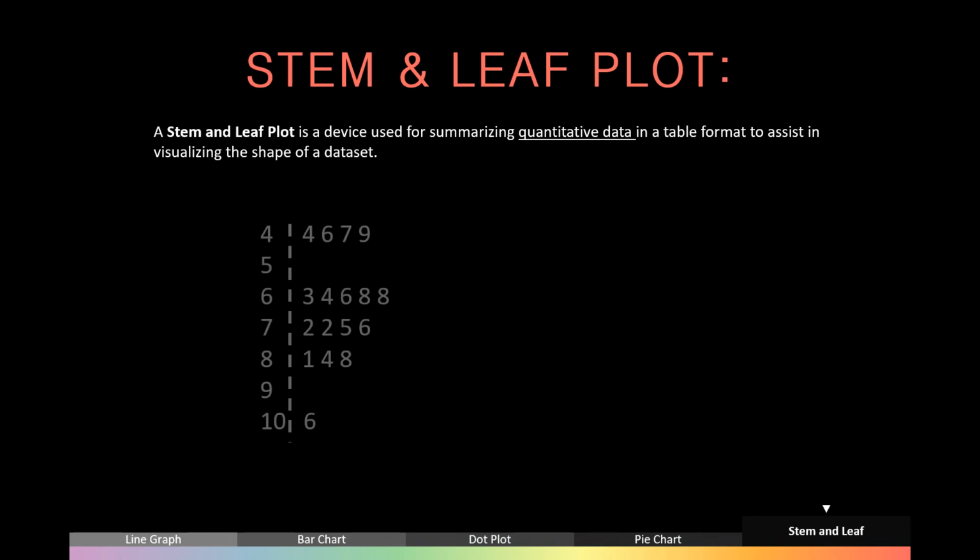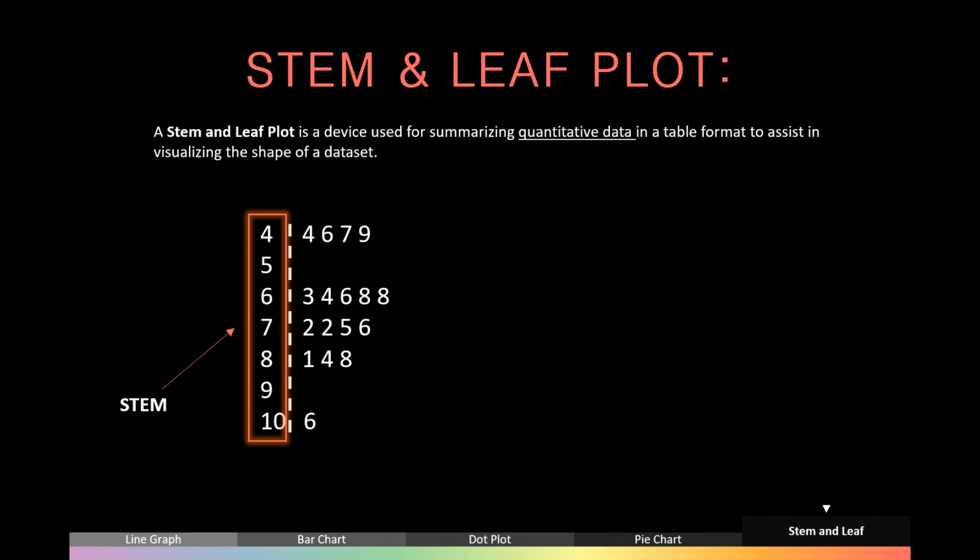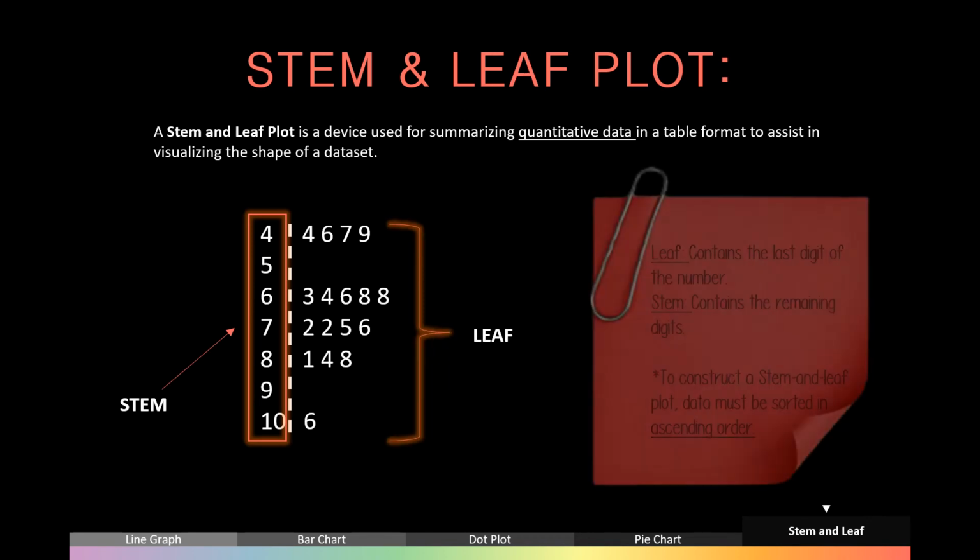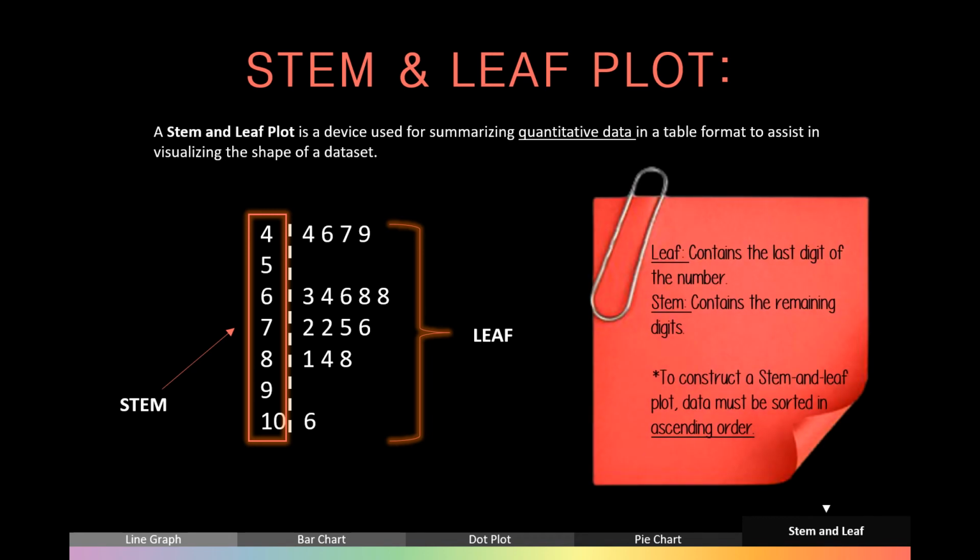This is an example of a stem and leaf plot, where we have numbers separated by a vertical line. The numbers on our left are referred to as our stems, and the numbers on our right are referred to as the leaves. The leaf is the last digit of the number, and the stem contains the remaining digits. So, for example, we have the number 44, so we have 4 on the left and 4 on the right. However, if we have the number 106, we have 10 on the left and 6 on the right. It's important to note that when you construct a stem and leaf plot, you must sort your data in ascending order first.